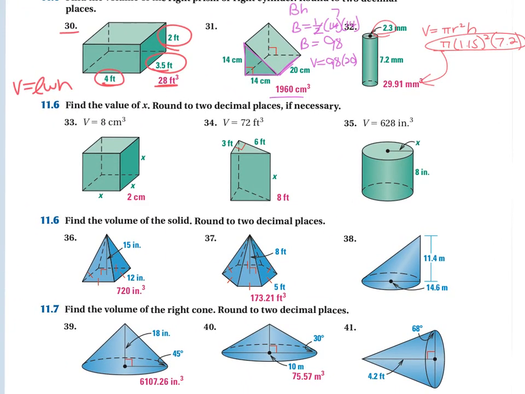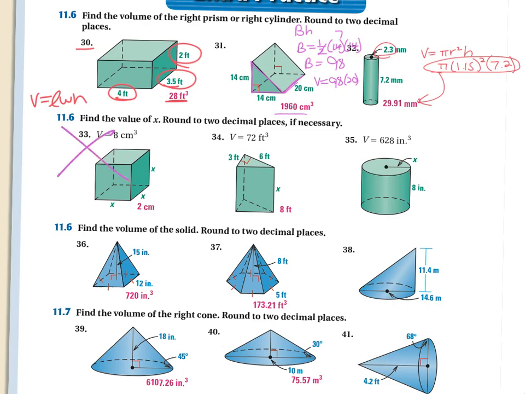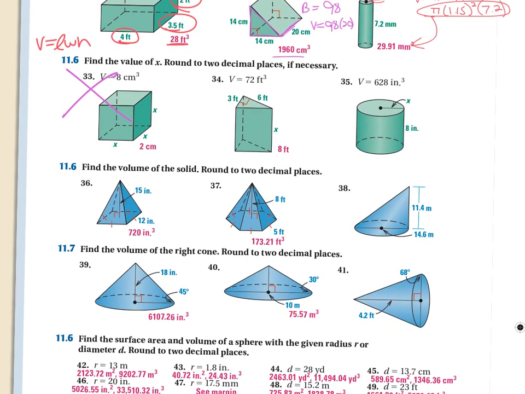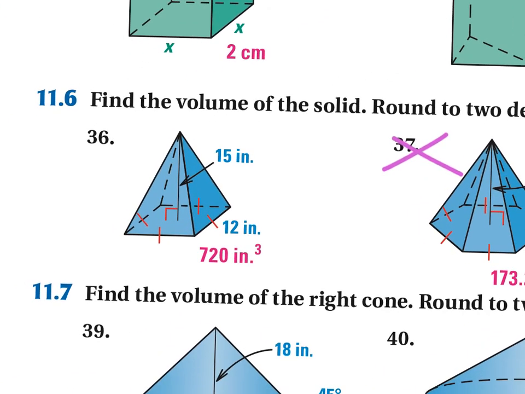Okay, volume of a cube. So this is working backwards. Don't worry about this. You just got to be able to find it. Volume of the solid and round to 2 decimal places. So you're going to have a solid in which you don't have to use your area of the polygon. So don't worry about 37, 38. You would want to know how to do something like 36.